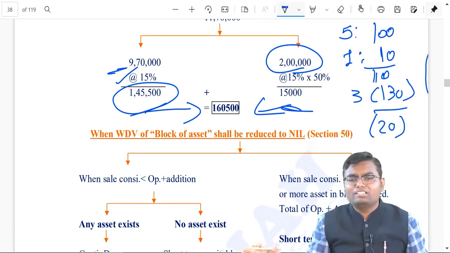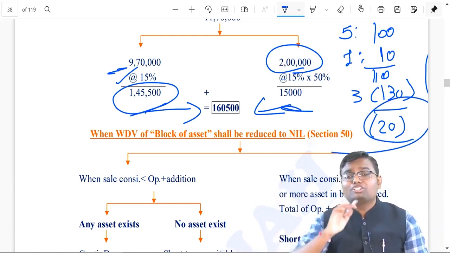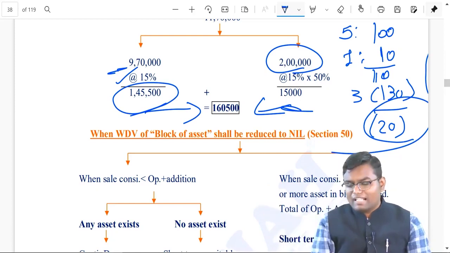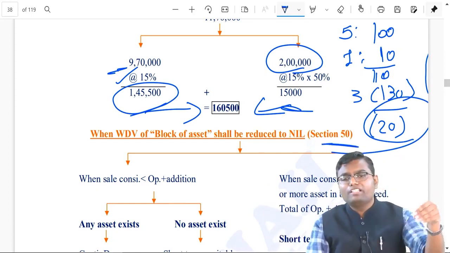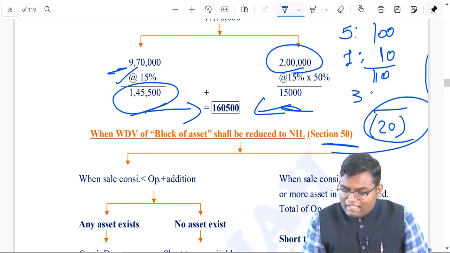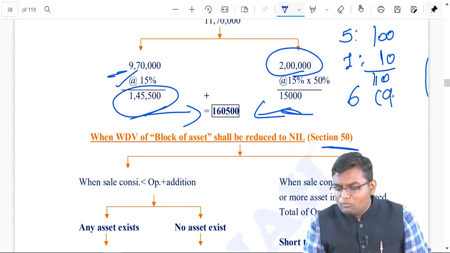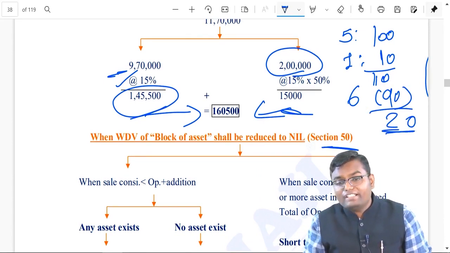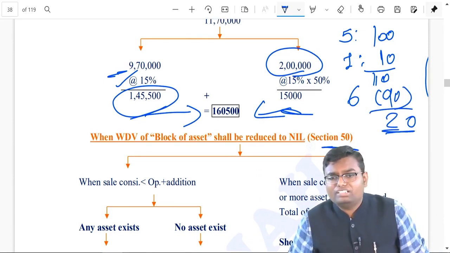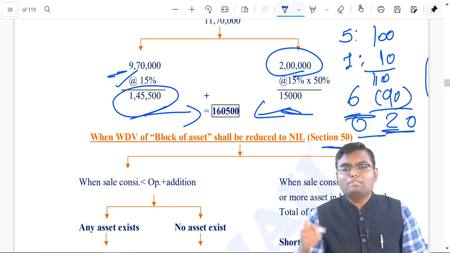I can't claim depreciation from now onwards. This negative value will become my short-term capital gain under section 50 and my block will reduce to 0. But let's say in a similar example, I sold all 6 assets for 90 rupees. Even though I have 20 rupees in my block, I can't depreciate it because I don't have any asset. So again my block will become 0.